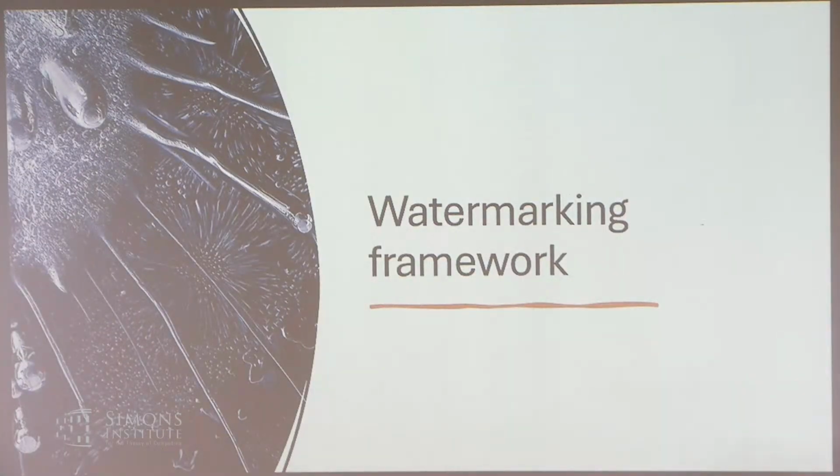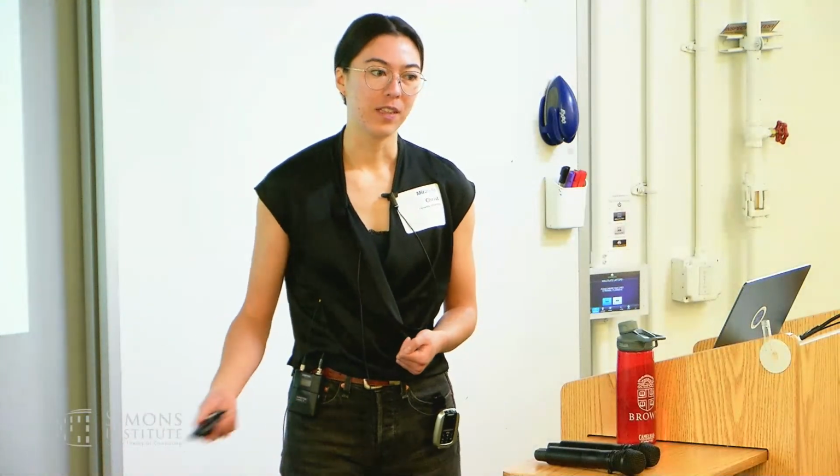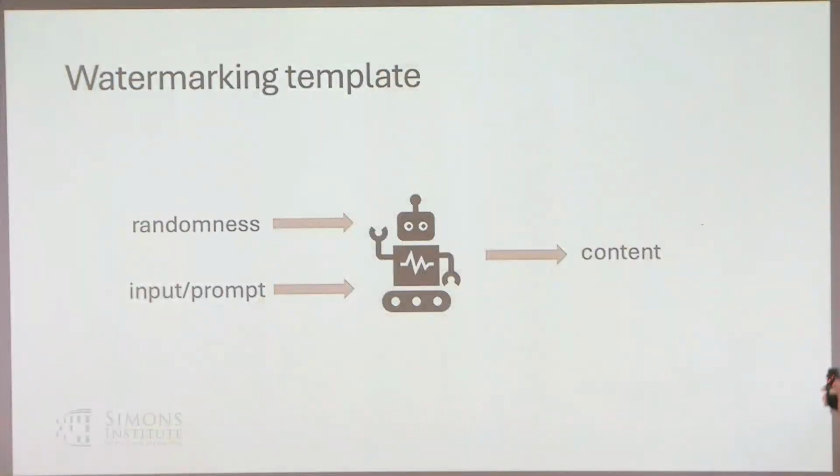And so I'm going to first present a very general framework for watermarking any generative algorithm, and then later I'll show you specifically how we instantiate it for LLMs, because that's what this workshop is about. For now, I'll talk about this very general template where you have some generative algorithm, or really any randomized algorithm. This is represented by this robot. And this algorithm takes as input some randomness, and then an actual input or prompt, and then generates some content.